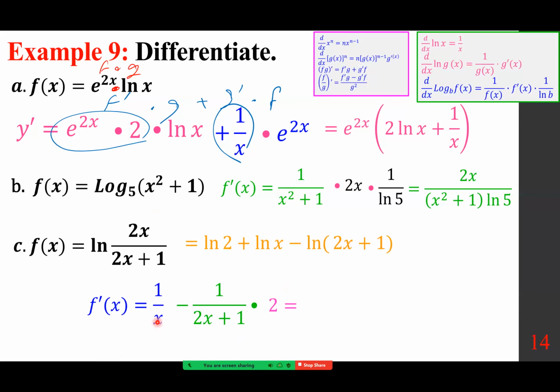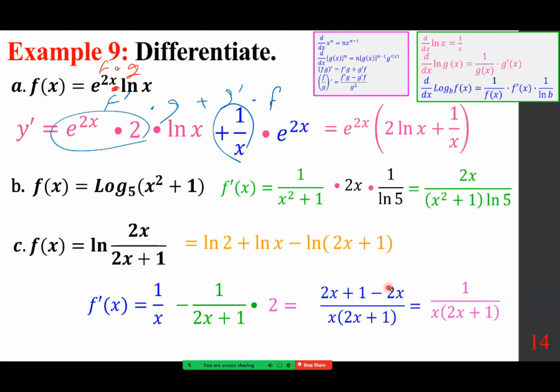So the common denominator is x times 2x plus 1. 1 times 2x plus 1 minus 2 times x. This is taking a common denominator. So 1 times 2x plus 1 minus 2 times x. These two cancel each other, and we're done.